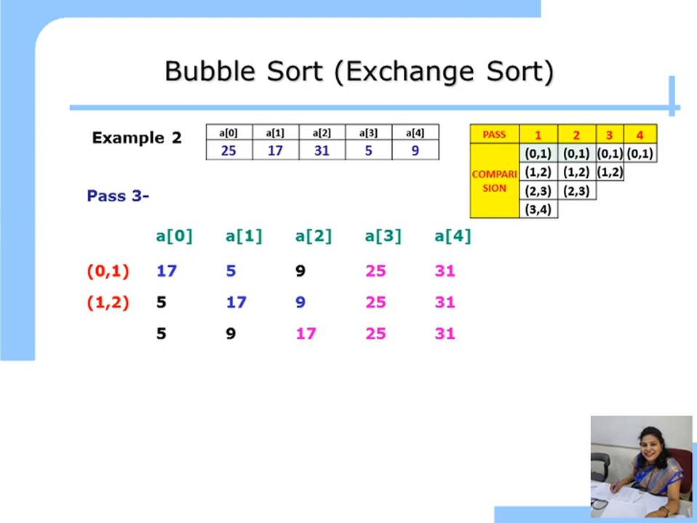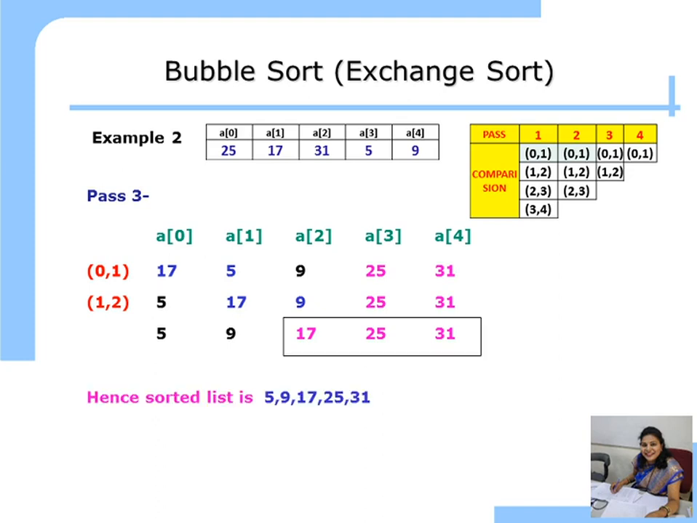Since both comparisons are over, this is the end of pass 3. How do you know that this is the correct third pass? If the third largest number comes at the third last position. Which one is the third largest number? It is 17. It comes at the third last position, which is the second position, A of 2. So it is the correct one.